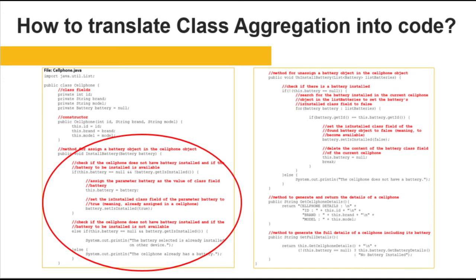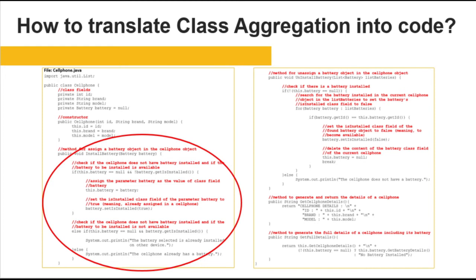Here, we use the this keyword to reference the battery class field and compare it to null. Another condition is to check if the battery object passed as a parameter of the install battery method is not yet installed to any cellphone object. This is done by calling the isInstalled getter method of the boolean isInstalled class field of a battery object, which is by default false and will change to true once installed. If both conditions are true, then we can install the battery object as the value of the battery class field of the current cellphone object.